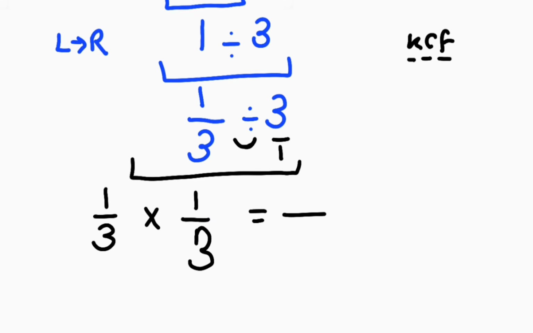Now, we have one fraction. 1 times 1 gives us 1 and 3 times 3 gives us 9. So our final answer to this expression is 1 over 9.